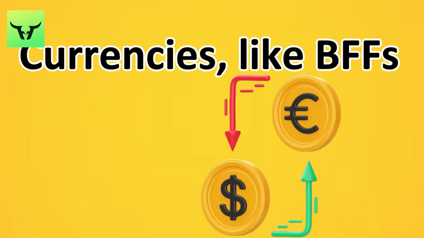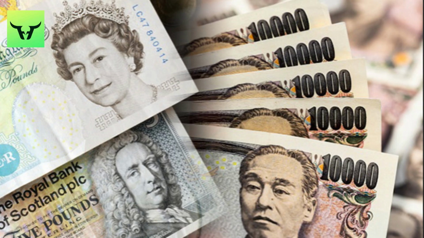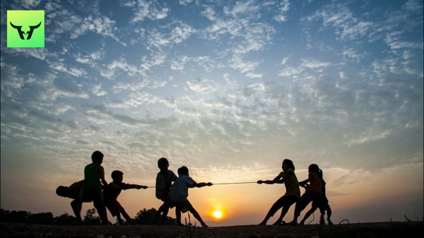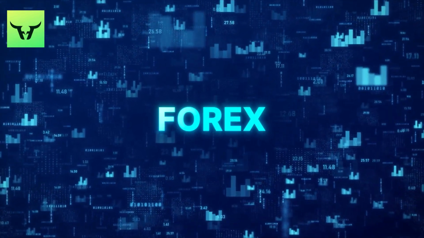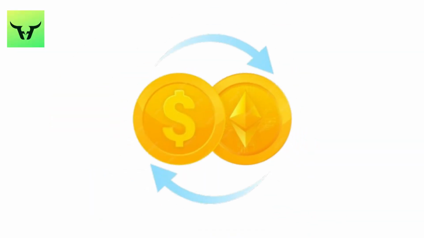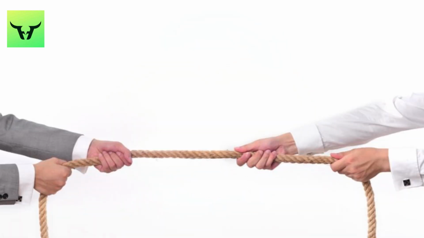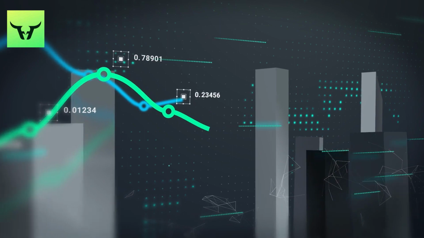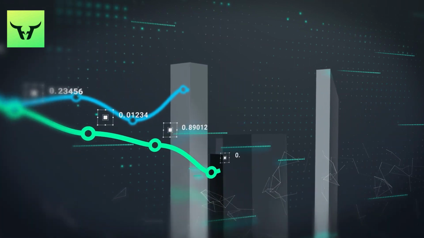And here's the thing, currencies like BFFs always arrive in pairs. Consider the euro versus the US dollar, or the pound versus the Japanese yen. We discuss them in pairs, as if we were playing tug-of-war with companions on opposite sides. Now, in this forex game, you can either purchase or sell these currency pairings. It's as if each pair is constantly playing tug-of-war, with the exchange rate serving as the scoreboard. This rate indicates how much one currency is worth compared to another.